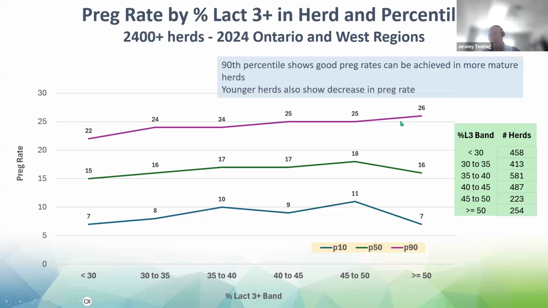But again, we can notice the outliers, the top 10% of herds, they seem to manage their preg rate just fine, even though there's lots of mature cows on their farm. And again, I think this is attributed to management, but that's how the numbers shake out. Certainly I also need to mention and make sure you're aware, this is for Ontario and West Region herds only, because we don't have these kinds of numbers readily available for the Eastern regions.